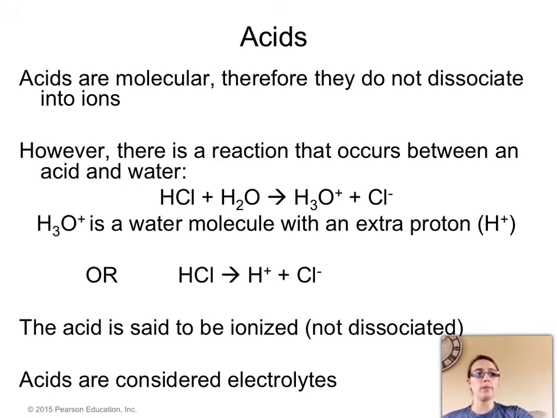What happens when we put this acid into water is we form the hydronium ion, which is H3O+, and the anion. So because of this ionization process, acids are considered electrolytes.